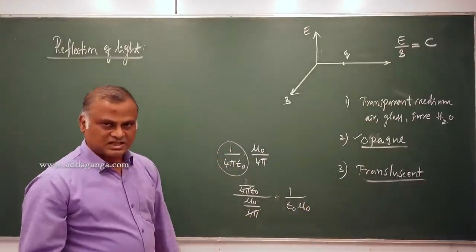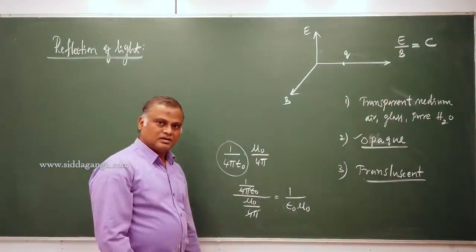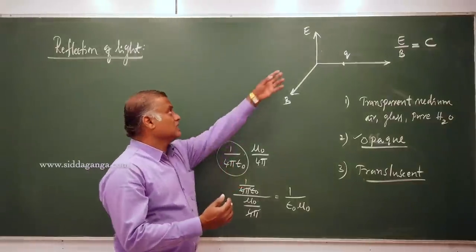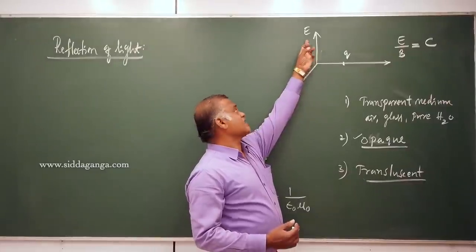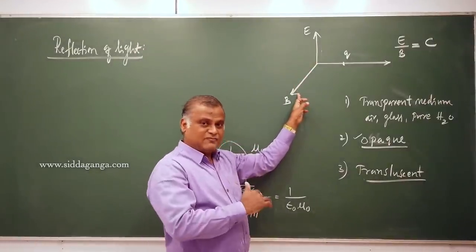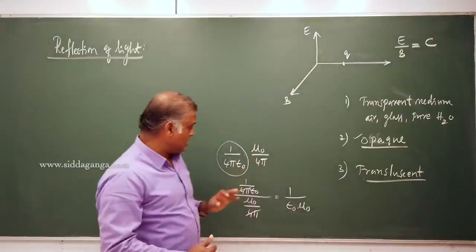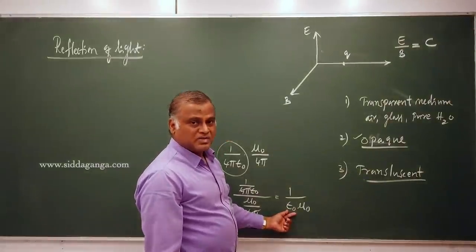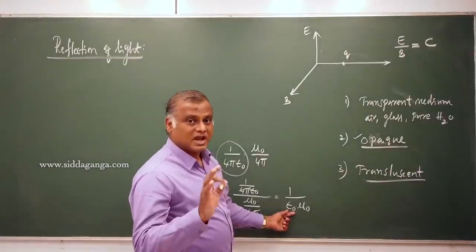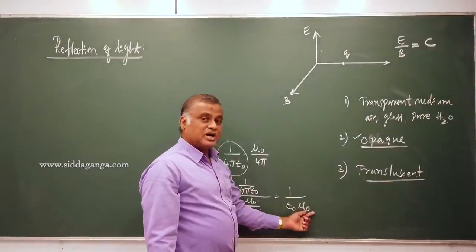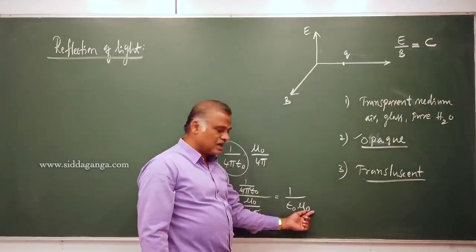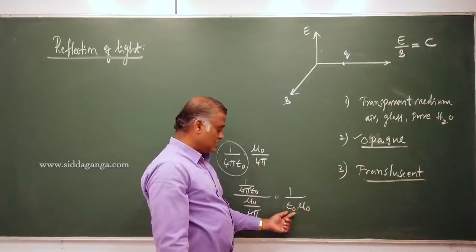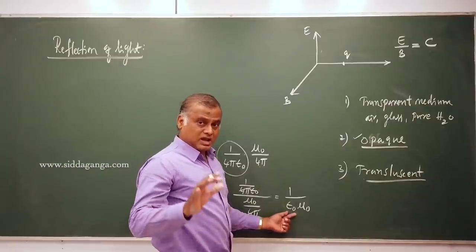This result, Maxwell got accidentally. When he predicted that a time-varying electric field produces a magnetic field, and a time-varying magnetic field can generate an electric field, he got some result with this value. Epsilon naught is the permittivity of free space, meaning vacuum. Mu naught is the permeability of free space. Wherever you deal with a magnetic field, you will have the constant mu naught by 4 pi, the permeability constant, and epsilon naught is the permittivity constant in free space.